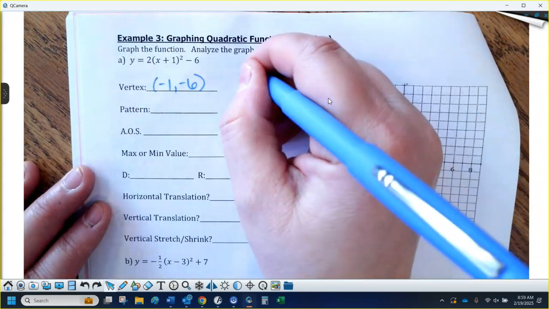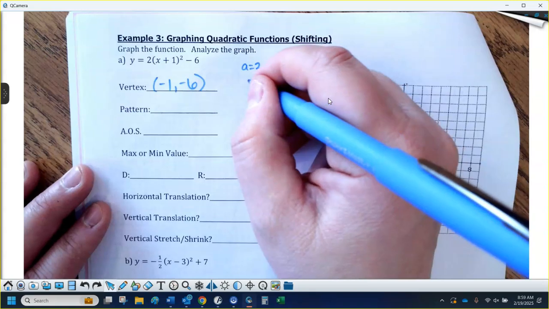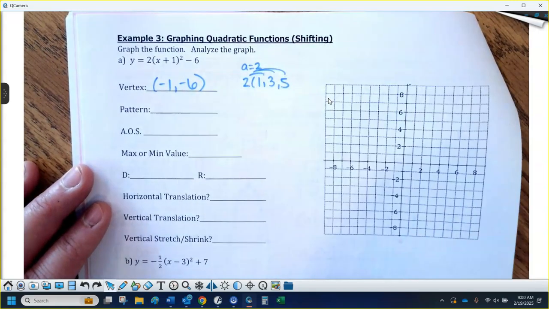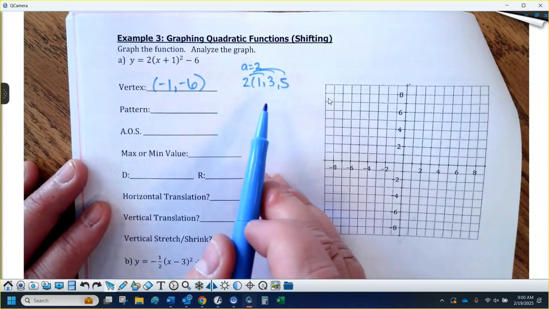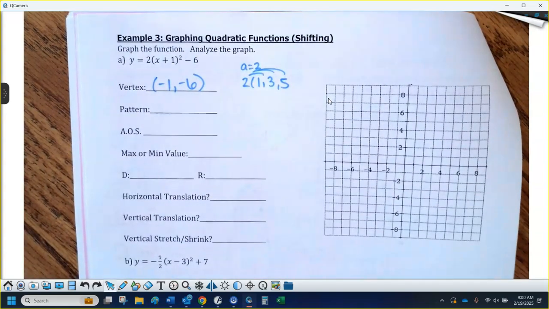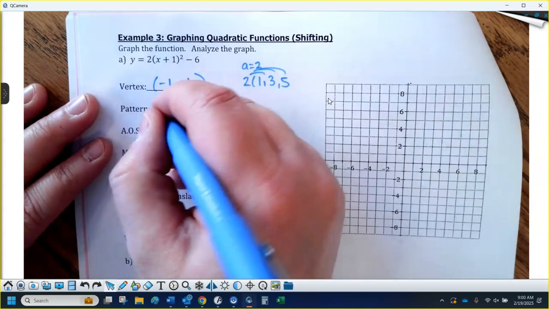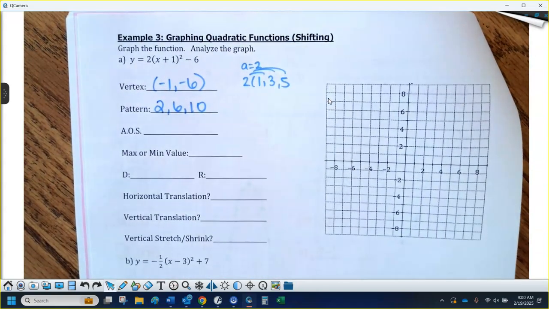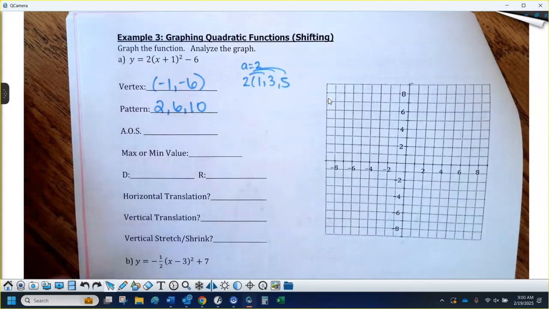Okay, now, here's your pattern. So the a value is 2. And you'll get used to these once we've done these a couple of times, but I know I'm going to multiply my 1, 3, 5 pattern. I'm going to take and multiply each of those perfect squares by 2, so that's going to stretch that pattern out. So this would be 2, 6, 10. You only have to graph 5 points, so if we don't have enough space to go up 10 spots, that's fine. We should have enough on the graph here to do this.